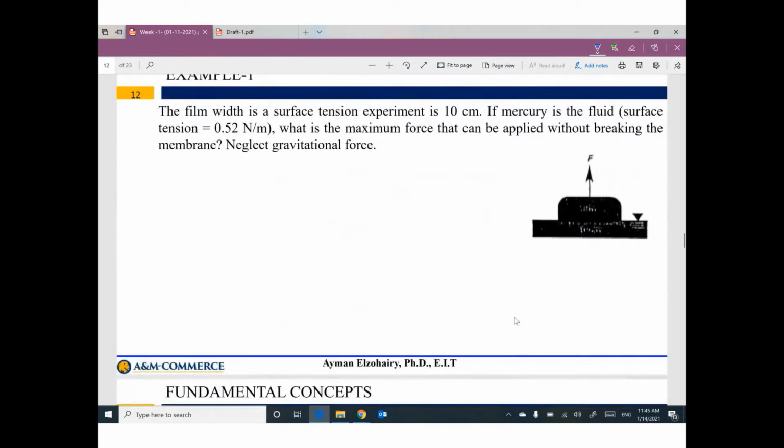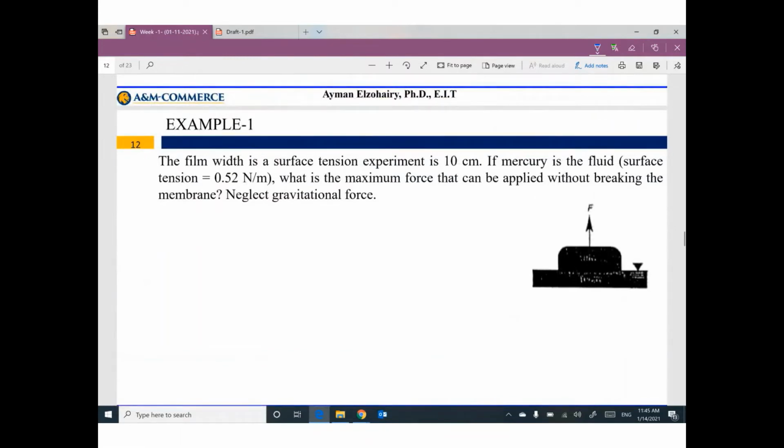We have example number 1. We have a surface tension experiment with a length equal to 10 centimeters. So L equals 10 centimeters. If mercury is the fluid, we don't have water, but we have mercury with a surface tension given by 0.52 Newton per meter. What is the maximum force? We are looking for the force that can be applied without breaking the contact between the liquid, which is mercury, and the surface of the film.